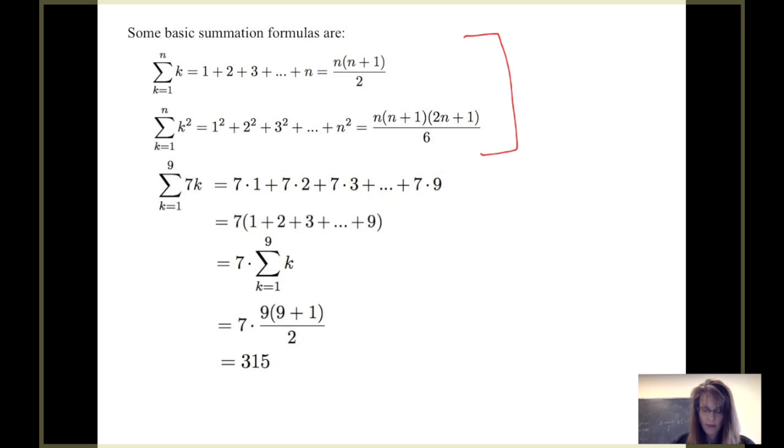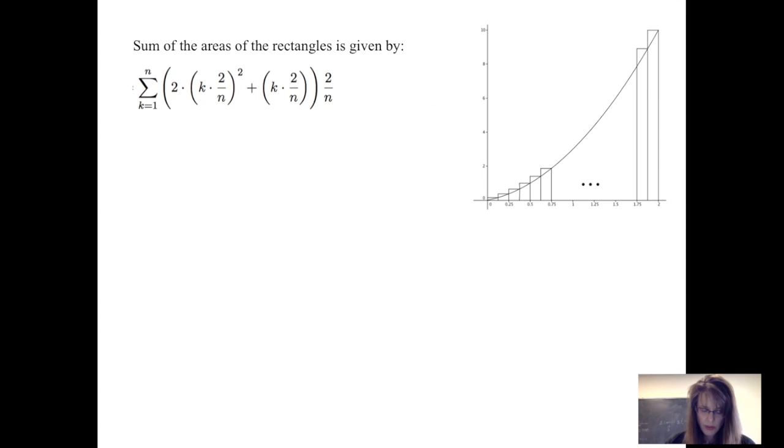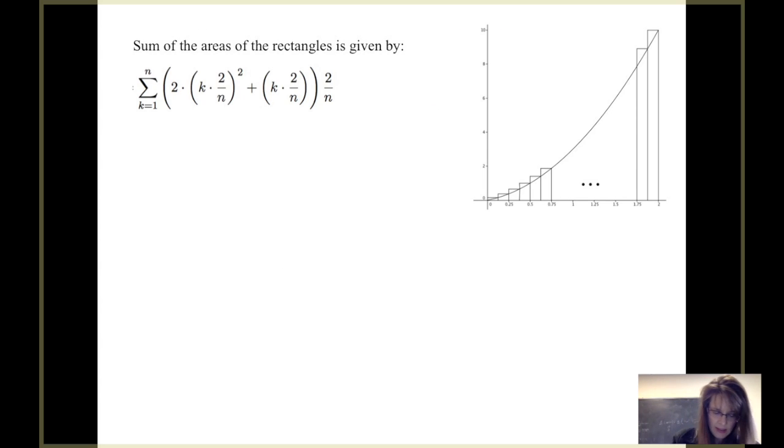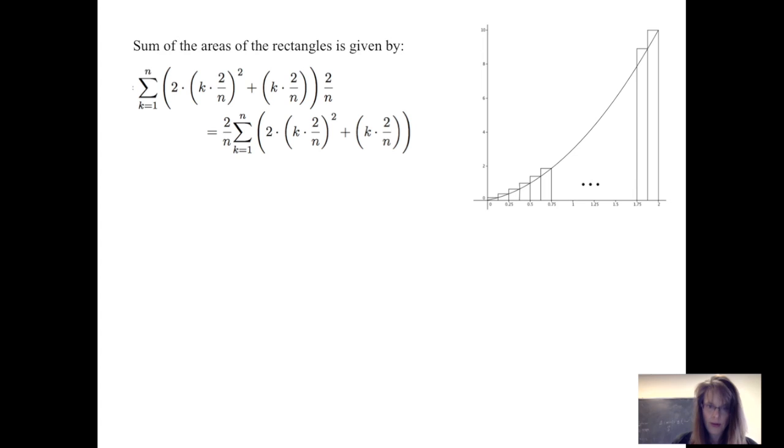of finding the area of the region bounded by 2x squared plus x on the interval from 0 to 2. So returning to this problem, again, I can see that I've got a factor of 2 over n, and since this factor does not depend at all on k, it doesn't change when k changes, I can pull that out in front. It's a form of using the distributive property, and I'm factoring that out.